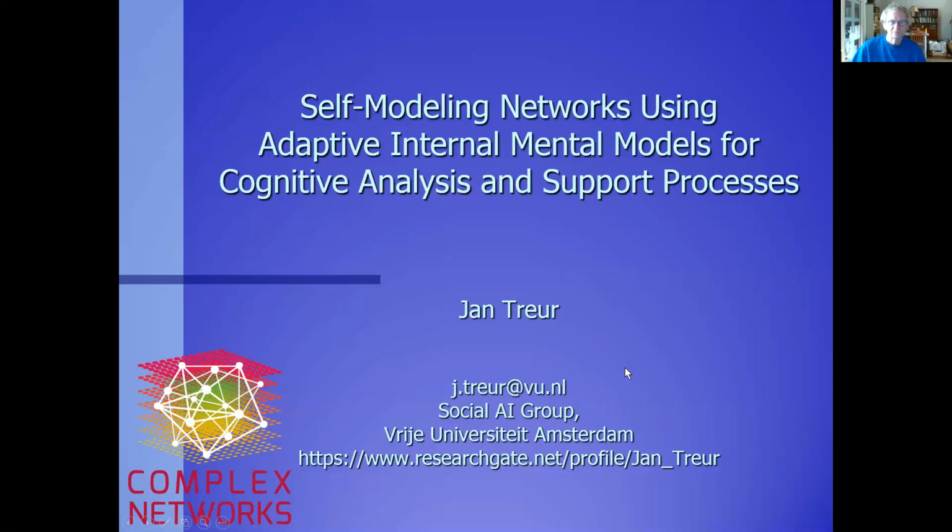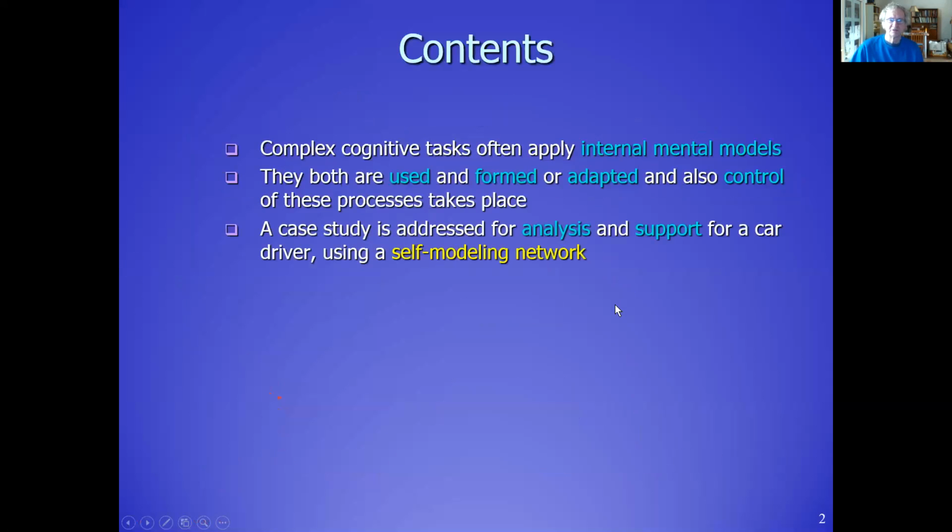So this talk is about cognitive processing and how to make a complex network model for it. This cognitive processing involves internal mental models that are used in certain complex tasks, especially for cognitive analysis and support processes. These complex tasks often require such internal mental models. They're not only used, but also formed and adapted over time. And the control of these processes is something that has to be done.